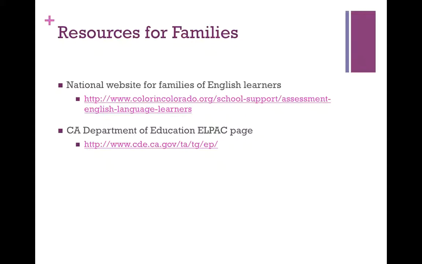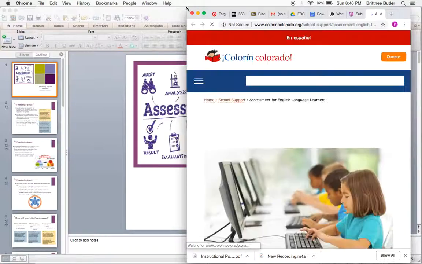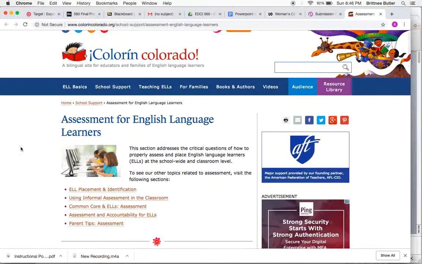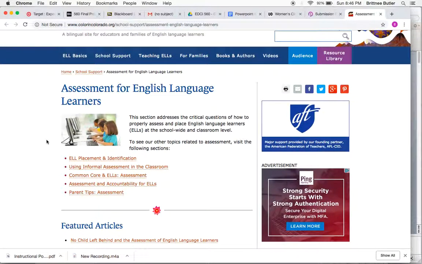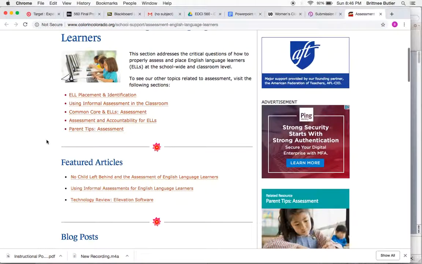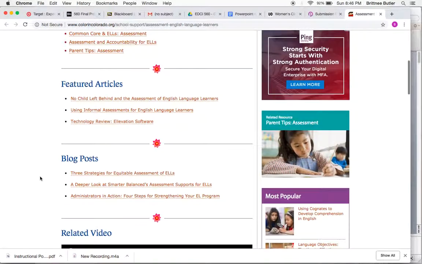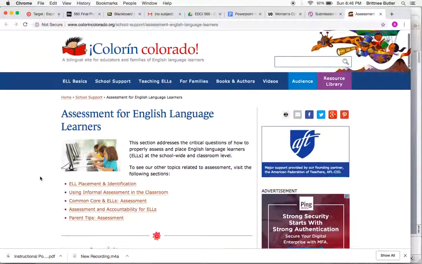Here are a couple of websites that families can use for resources. The first one is the National Website for Families of English Learners. And this is a wonderful website that has both English translation and Spanish translation, and it just has a bunch of different resources for parents and families just in general to look at.